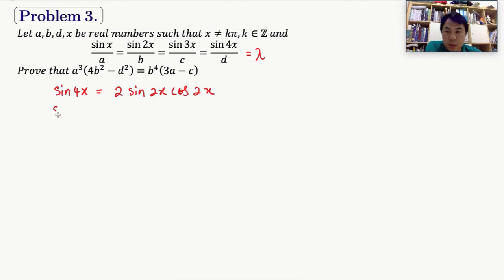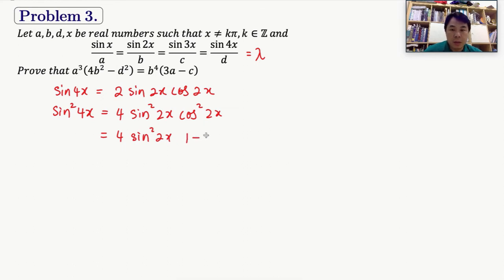Right, now next I can square both sides, so that would give me 4 sine square 2x, and then cos square 2x. Now because there is no cos in my original expression, I might want to change everything to sine instead. In this case, I can make use of one of the simple identities here, so I can rewrite it like this. Okay, so we are almost ready at this point.